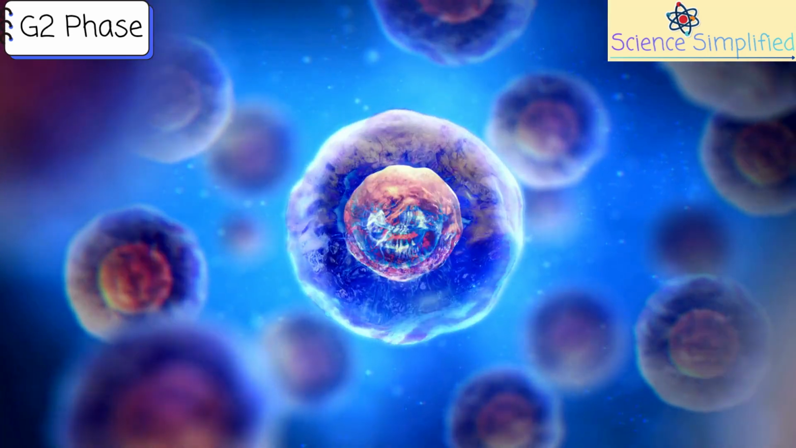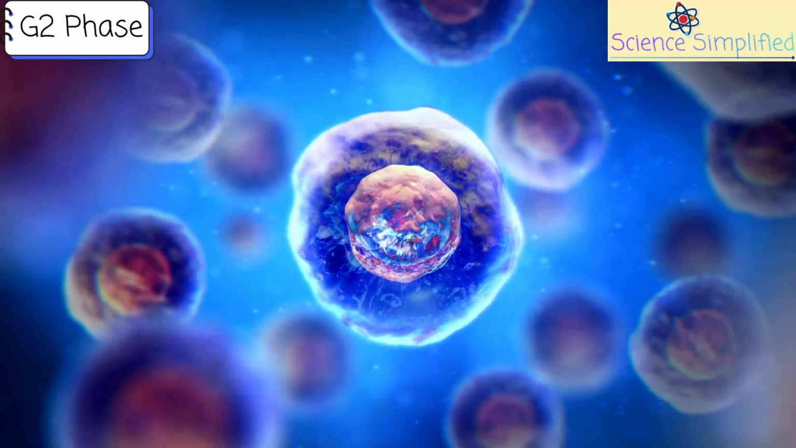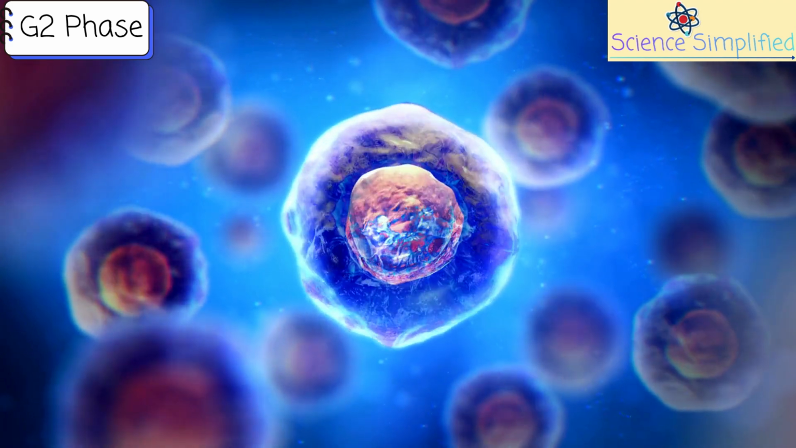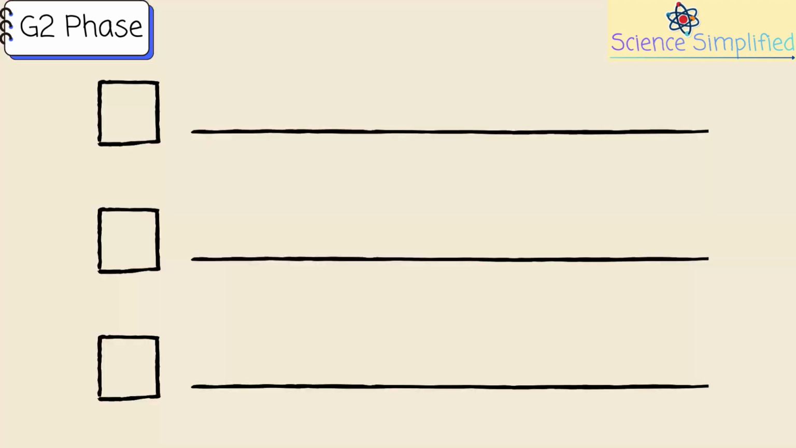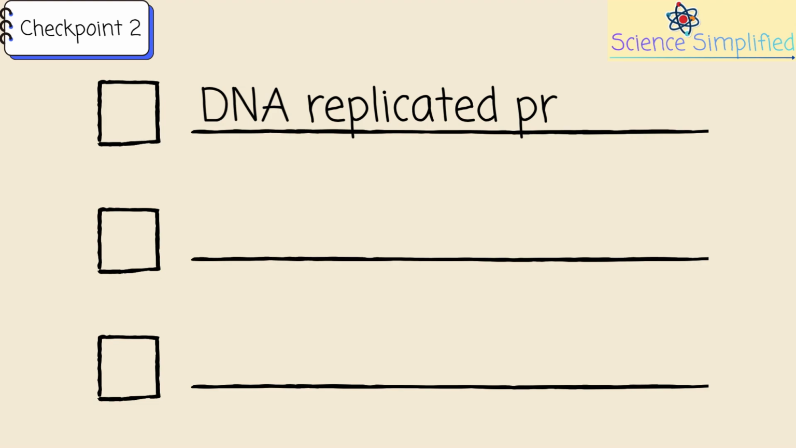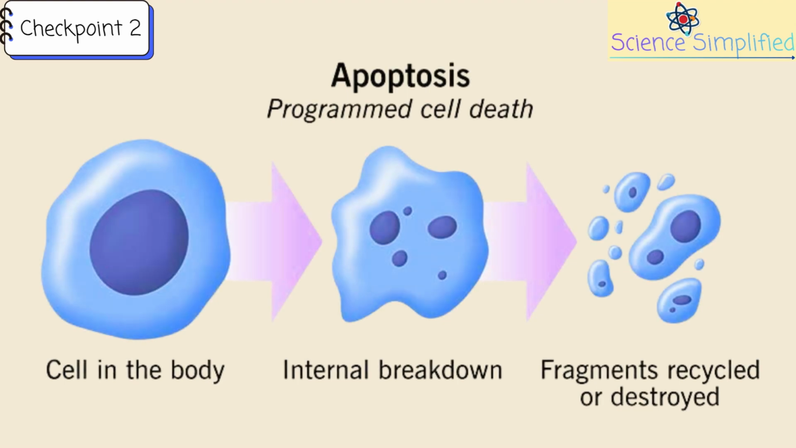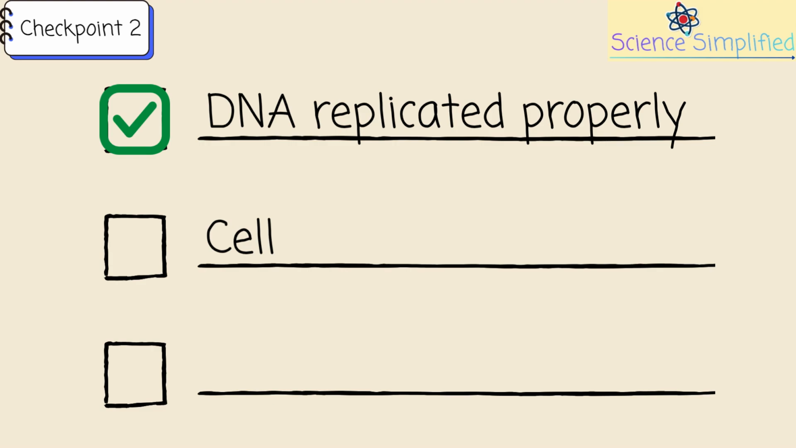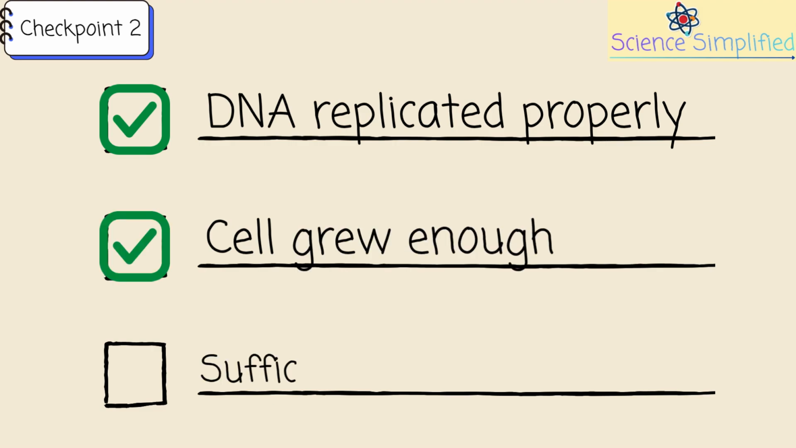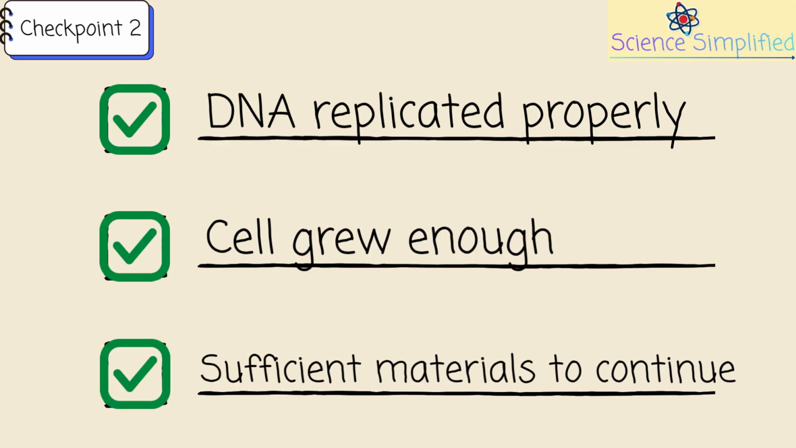Then it goes into the last step of interphase, which is G2 phase, and that's when the cell just continues to grow more and prepare for mitosis. At the end of G2, the second checkpoint is reached, where the cell makes sure that the DNA was replicated properly from S phase, otherwise the cell might do apoptosis, which is basically when the cell self-destructs. At this checkpoint, it also makes sure the cell grew enough and has sufficient materials to continue.